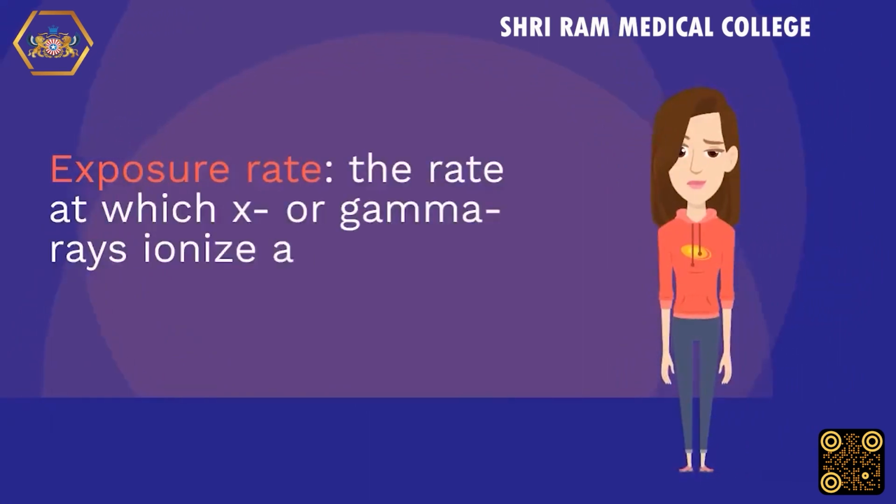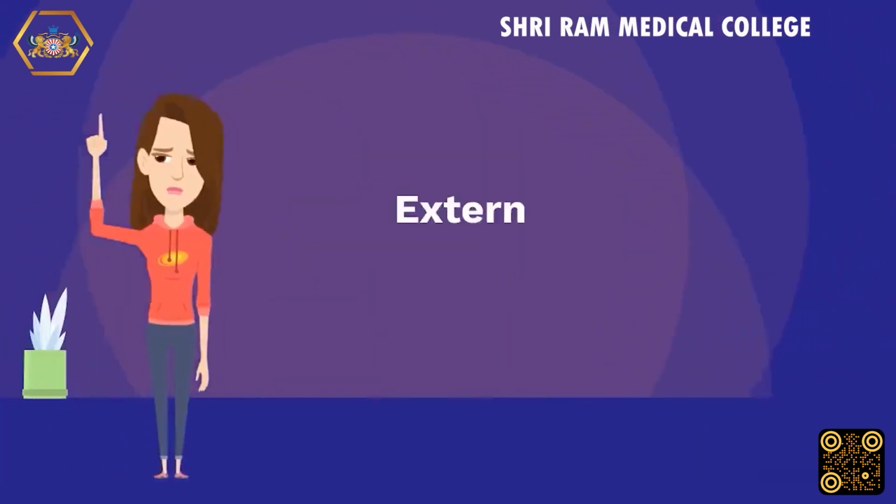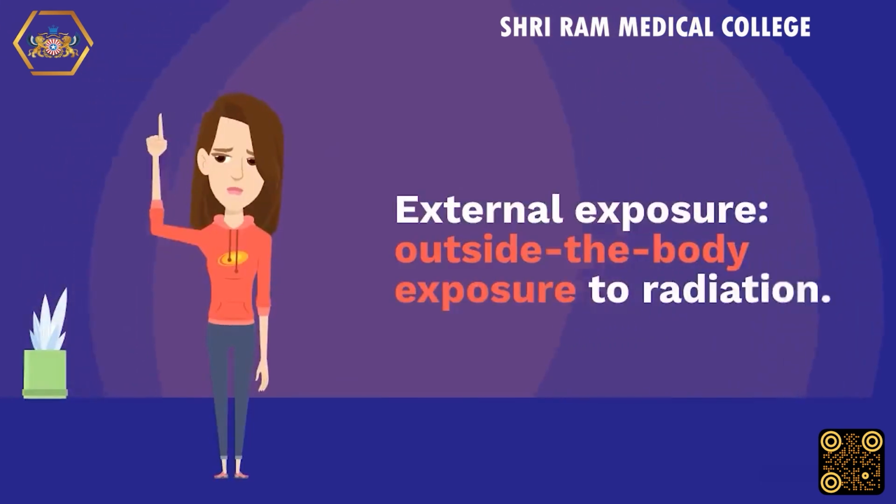Exposure rate, the rate at which X or gamma rays ionize air, frequently expressed in Roentgens per hour. External exposure, outside the body exposure to radiation.